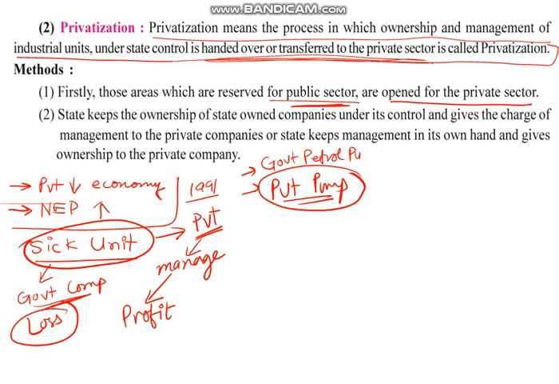Second, the state keeps the ownership of the state-owned companies under its control and gives the charge of the management to private companies, or the state keeps management in its own hand and gives ownership.